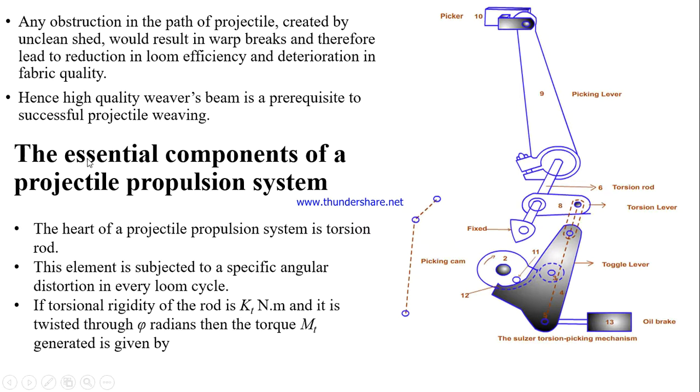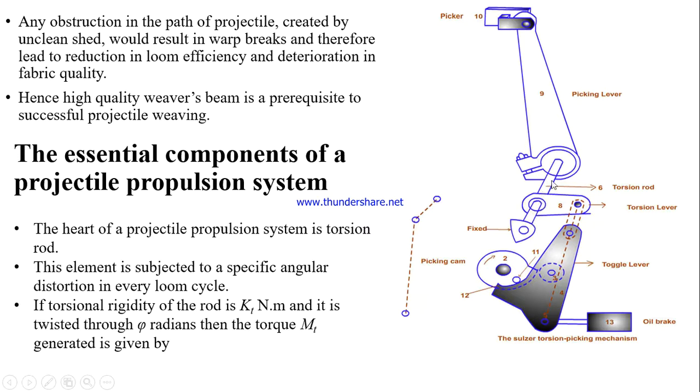Now I shall discuss the essential components of a projectile propulsion system, how the projectile is actually getting motion from its machine. The heart of the projectile propulsion system is a torsion rod or torsion bar. This is the heart of the projectile propulsion system, because it is responsible for the motion in the projectile. In this schematic diagram, you can identify the torsion rod, number 6. This is the most important element.